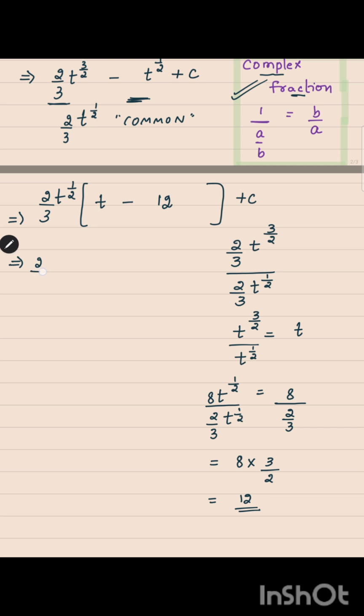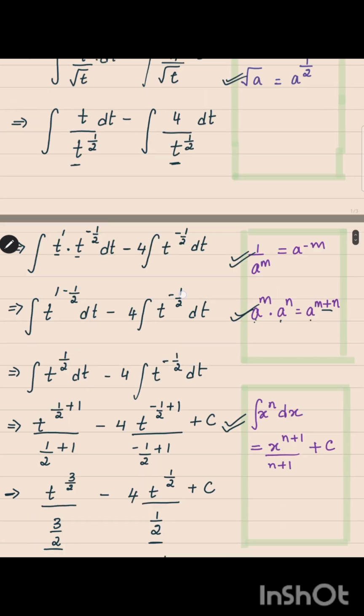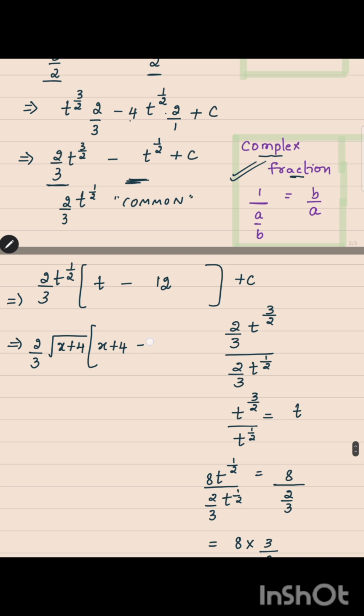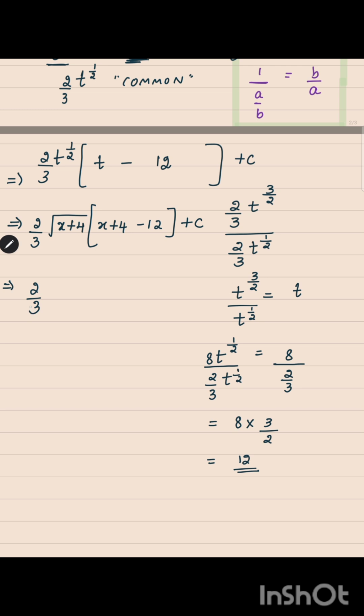Now this implies 2 by 3. So we know that t is equal to x plus 4, right? So here we have to the power half, so instead we can write square root of x plus 4. And t is equal to x plus 4. So you can observe here, x plus 4 is equal to t, right? So we will write x plus 4 minus 12 plus c. Now this implies 2 by 3 into square root of x plus 4 into x minus 8 plus c. So this is the required integral of the given function.